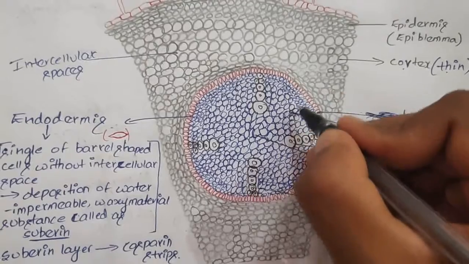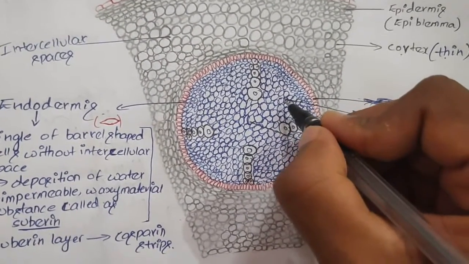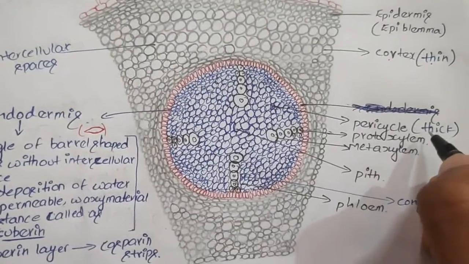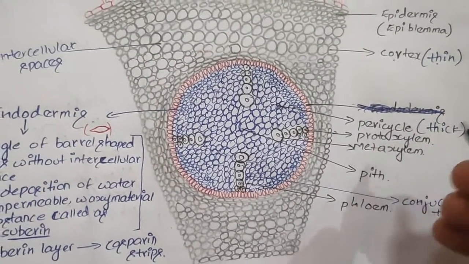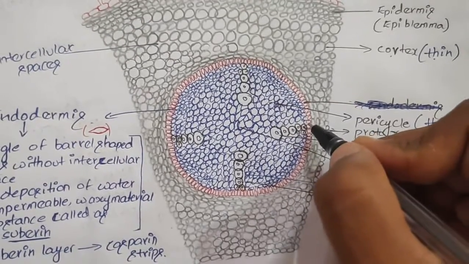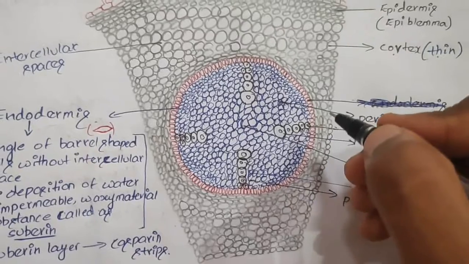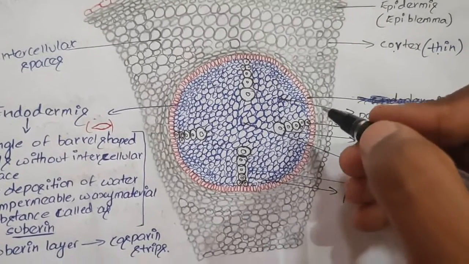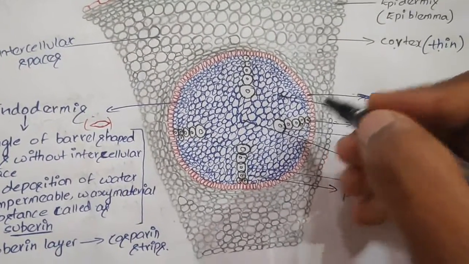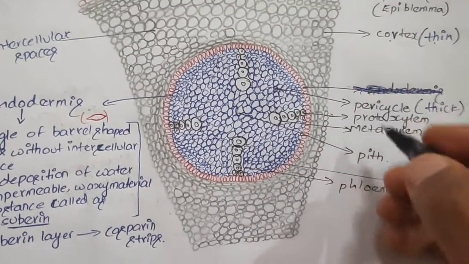Next to the endodermis is the layer known as the pericycle, which is made up of thick walled parenchymatous cells. Some cells of the pericycle become meristematic and develop the secondary xylem and secondary phloem, and some cells also form the cambium and give rise to the lateral roots. The pericycle is the reason why secondary growth takes place.